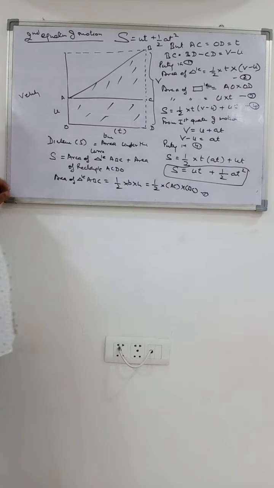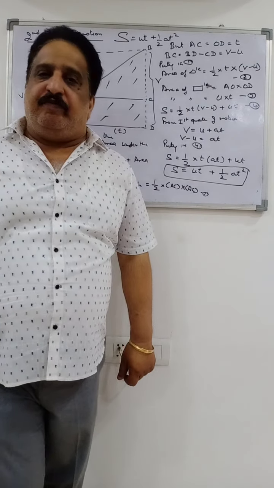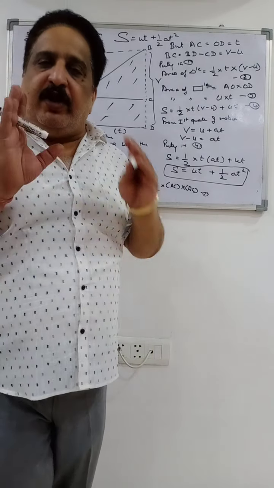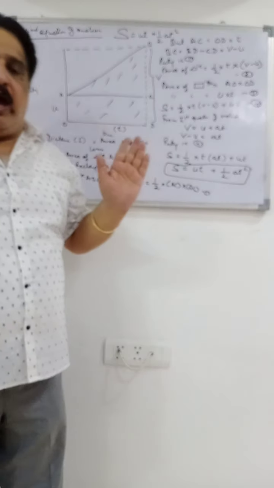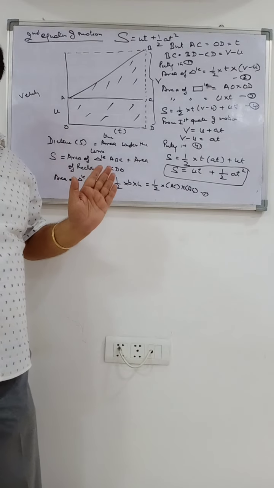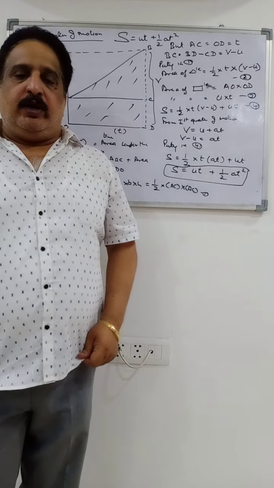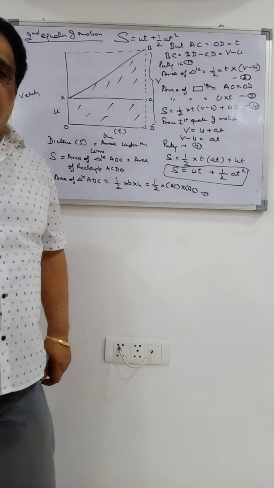S will be equal to UT plus half AT square. This is a bit tough. What you have to do is, please remember, very simple. You make the same curve and you don't start from acceleration, but you start from distance. Distance is equal to area under the curve.